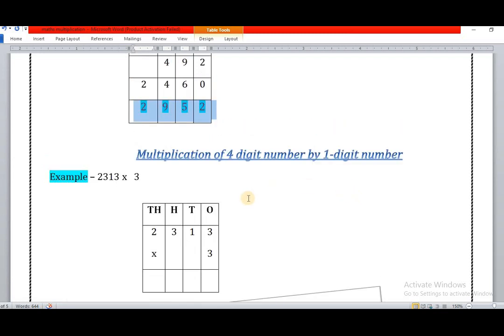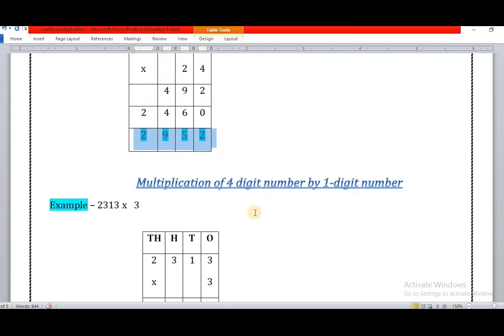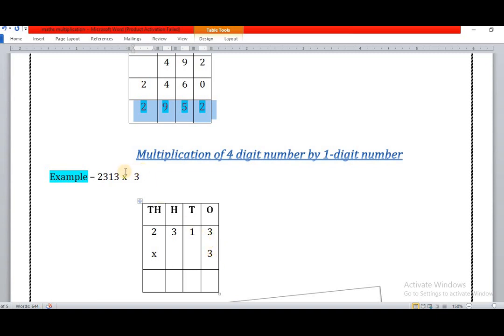Now comes multiplication of a 4-digit number by a 1-digit number. Write the number according to their place as I have written 1000, 100, tens, ones. I have written the number 2313. I put a sign of into and I have written the number with which I am multiplying, like 3. Now the first step, you have to multiply the number in ones place. In ones place, I have to multiply the number by 3. 3 threes are 9.